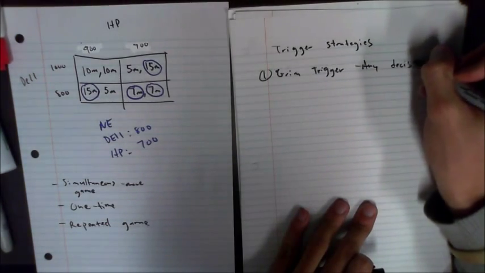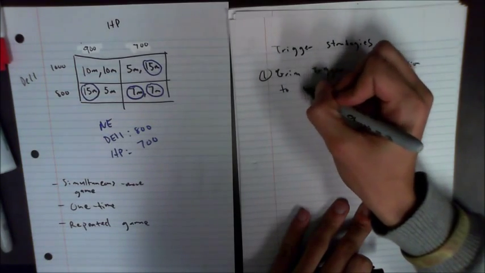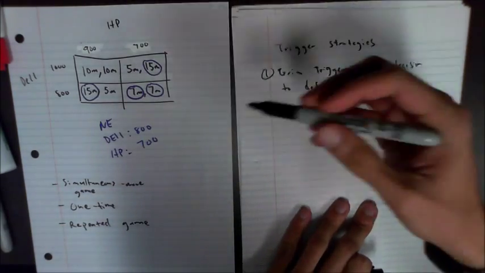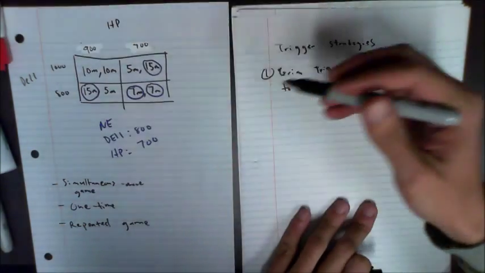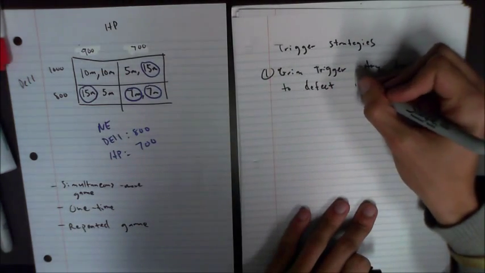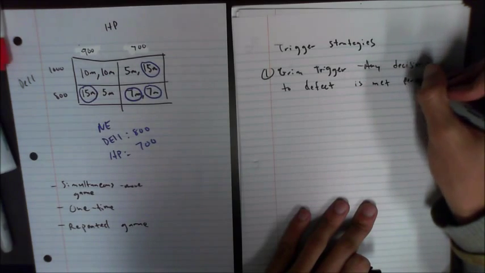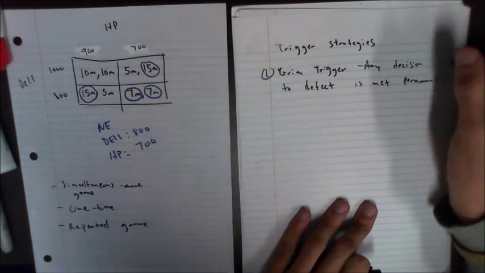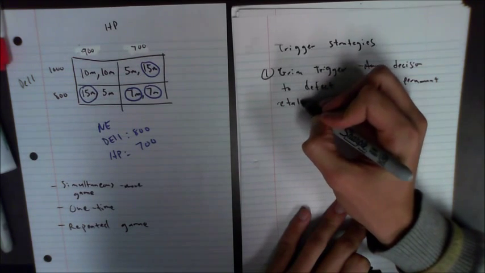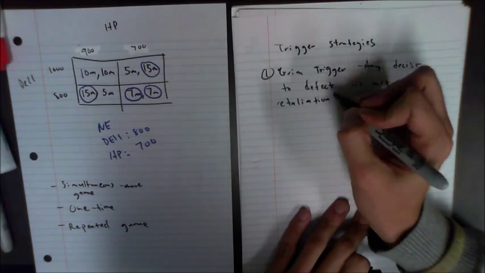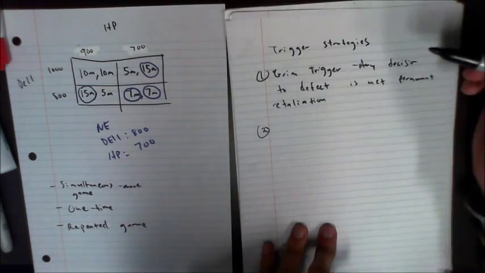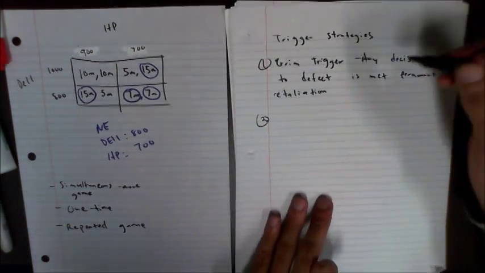So we'll put here: any decision to defect, and by defect we mean just to choose the other strategy, to not be at this cooperative equilibrium over here, is met by permanent retaliation. Okay, good. So this trigger strategy is not that effective.